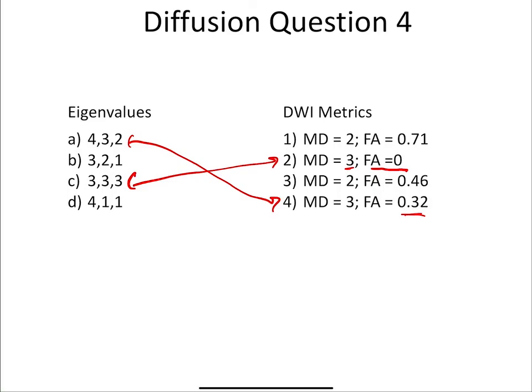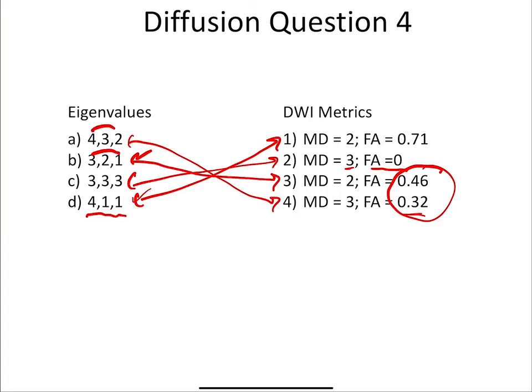Now we have to think about which of these has a greater FA. They both have a mean diffusivity of 2, but clearly this one is more anisotropic, so this would go here, and this one goes here. If we compare the two FAs, 0.32 versus 0.46, going from a 3 to 1 is a threefold change, whereas going from 4 to 2 is only a doubling. So it makes sense that this FA is less than the FA of the 3, 2, 1. So that all holds together.